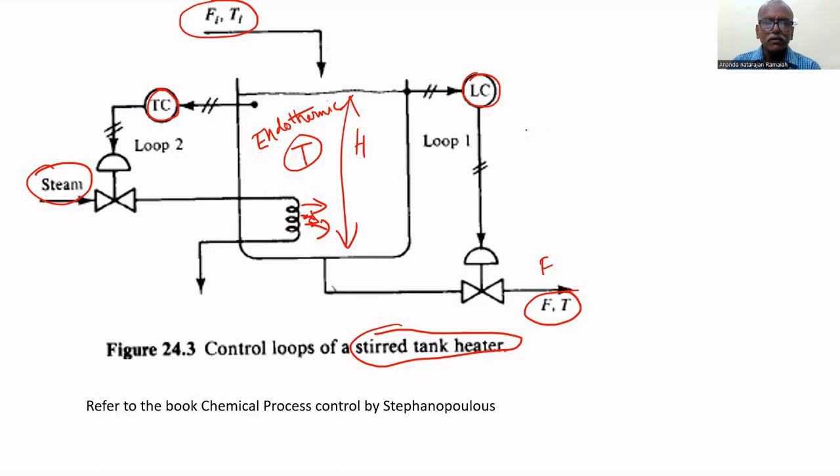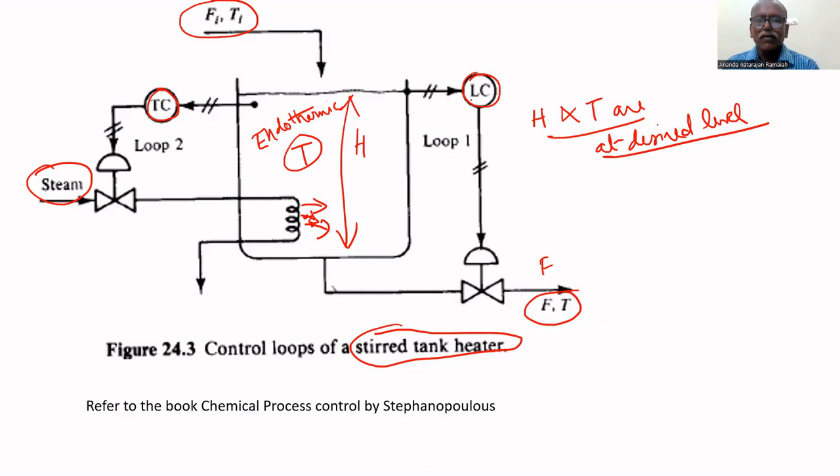Let us assume that initially the level H and temperature T are at the desired level, that is, at the set point. If there is any change in Ti, it will affect the temperature, so the temperature controller will regulate the steam flow rate so that the temperature will be controlled. It will not affect the level. On the other hand, if the inflow rate changes, there will be a change in level. That's why the level control will take necessary action.